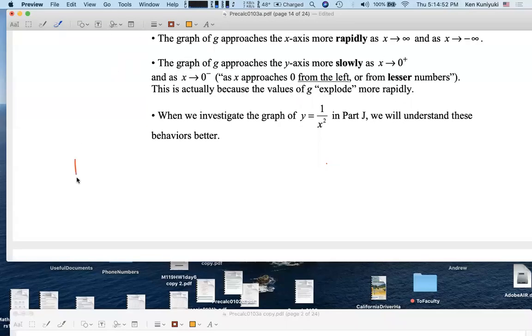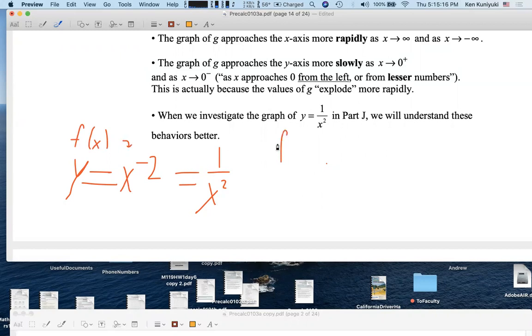Hi, everyone. How do you graph y equals x to the negative 2? How can you rewrite x to the negative 2? It's 1 over x squared. Now, if f of x is x to the negative 2, consider f of opposite of x. What happens if you replace x with its opposite?